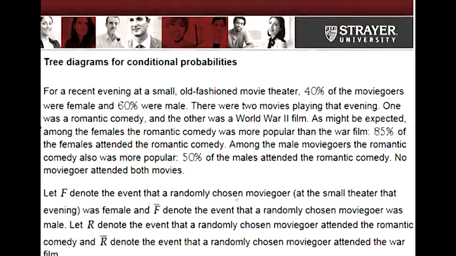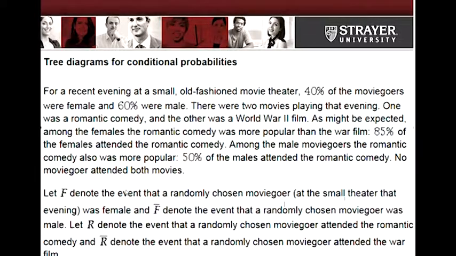So now F is going to be the event that a randomly chosen moviegoer at the small theater that evening was female. Now notice this. Here's the event, the parentheses, that a randomly chosen moviegoer at the small theater that evening. That's all a prepositional phrase. That all really doesn't have a whole lot to do with the actual working of the problem. This part is just to keep your problem honest, to make sure that you're talking about the correct thing. And in statistics, you'll find that a lot of times the wording is really important, and it'll seem odd because you have to be very specific.